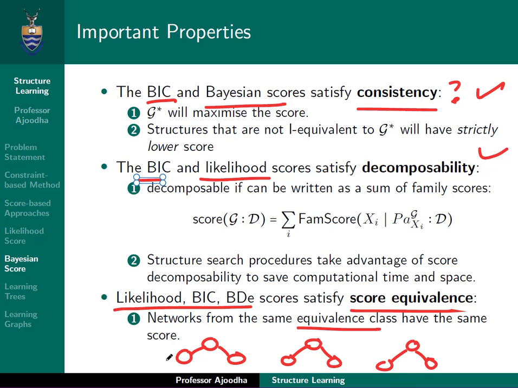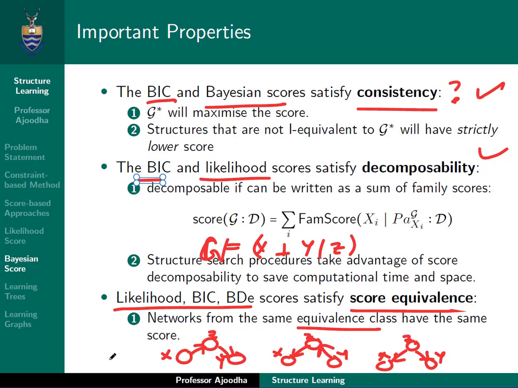Okay, so here we have the arrows going down here, and down here, and then the arrows are going down here. So these are all I-equivalent structures. They all encode the same independence assumption, where these are Z, Z, and Z, X, and Y, X, and Y, X, and Y. All of these encode the independence assumption that X is independent of Y given Z.